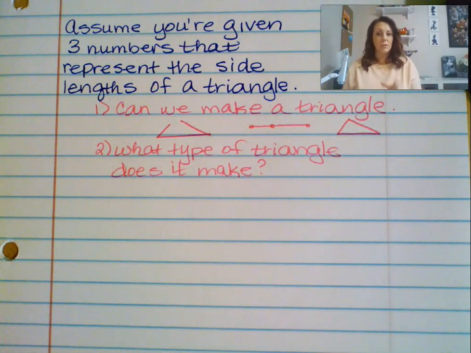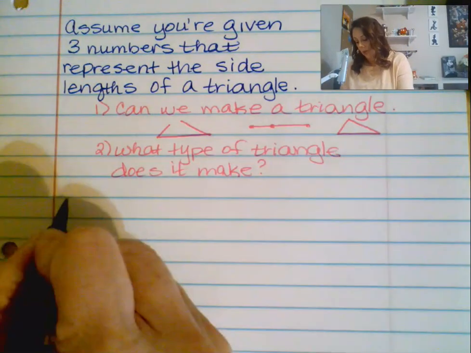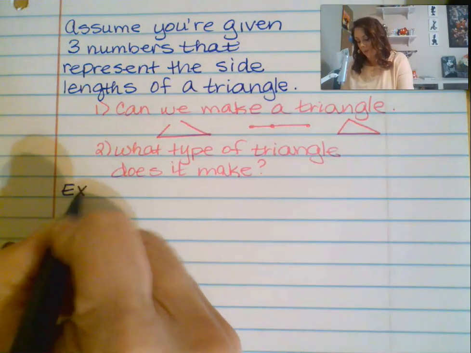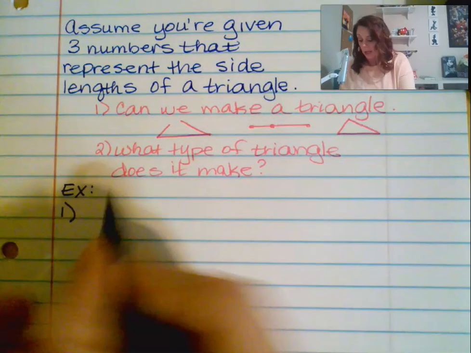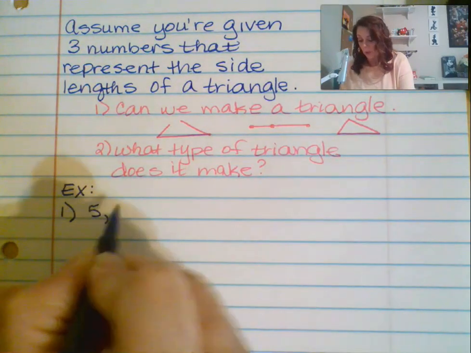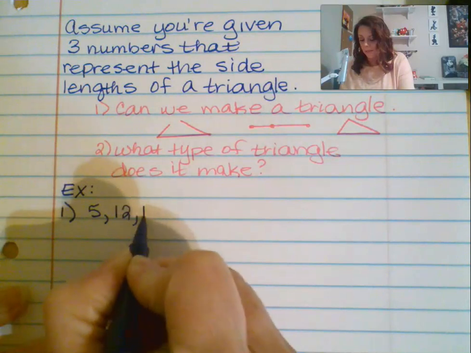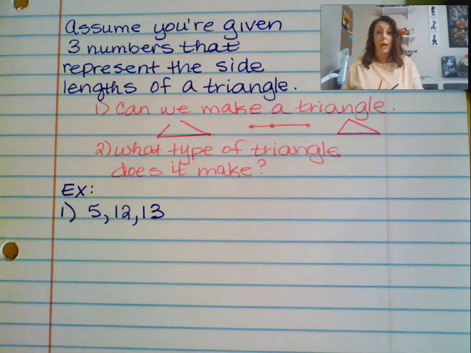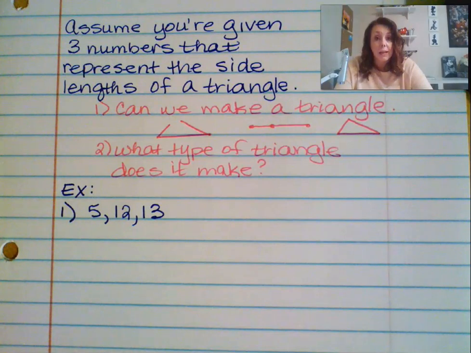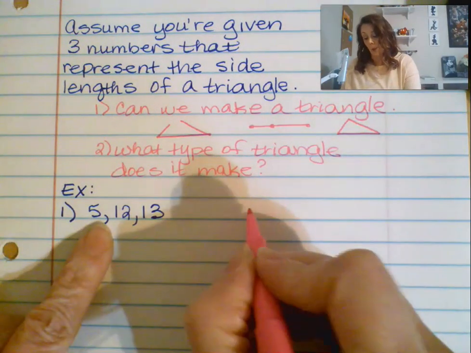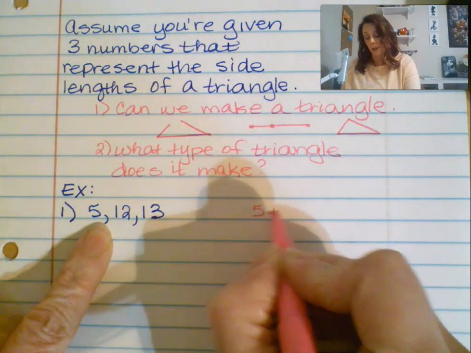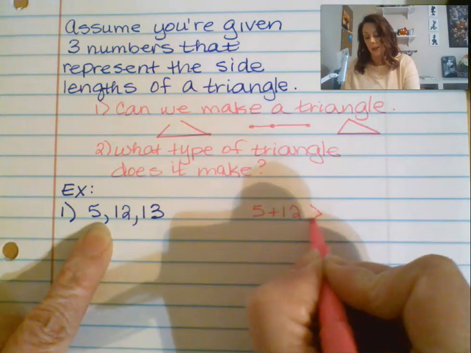So let's consider this first set of numbers. In each of these, I'm going to give us a set of numbers that represent the side lengths of a triangle, and in our first case, we're looking at the numbers 5, 12, and 13. So, condition 1, does the sum of any 2 side lengths exceed the length of the third side? What you really have to check in this case is, if you add the 2 smaller lengths together, which in this case are the 5 and the 12, is that greater than the length of the third side?